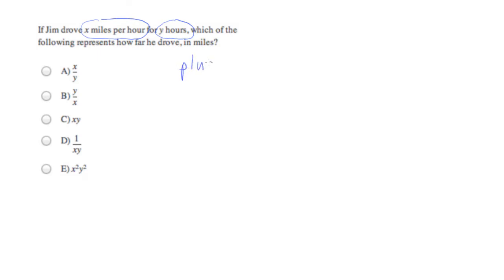One is plugging in, and the other is algebra. I always start with plugging in because it's typically faster and less error prone. Sometimes, as in the case of this problem, I will switch to algebra halfway through, and we'll see an example of that in just a moment.